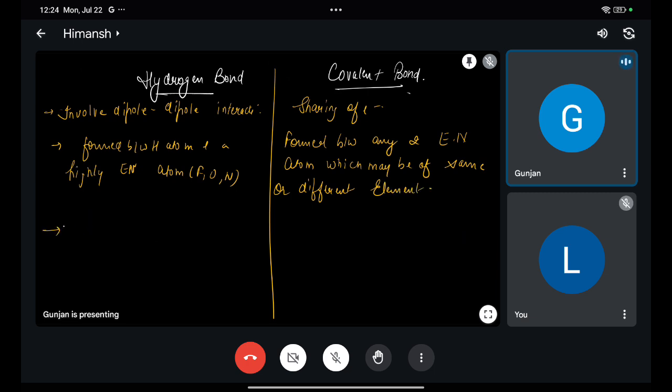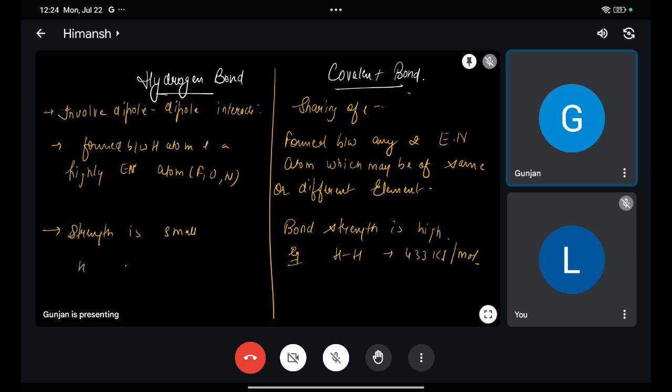Strength of hydrogen bond is very small, and here bond strength is high. Example, the H-H bond is 433 kilojoule per mole and H-F is 41.83 kilojoule per mole. Okay. Any problem, Himansh? No problem, ma'am.